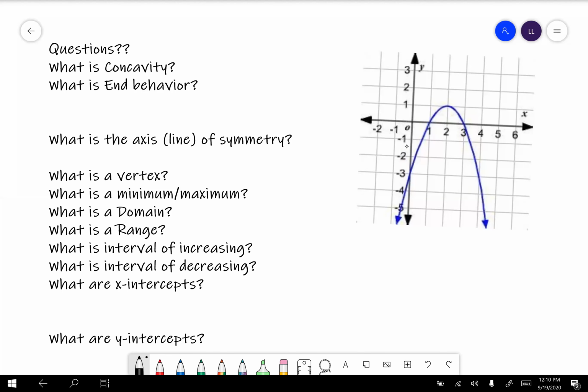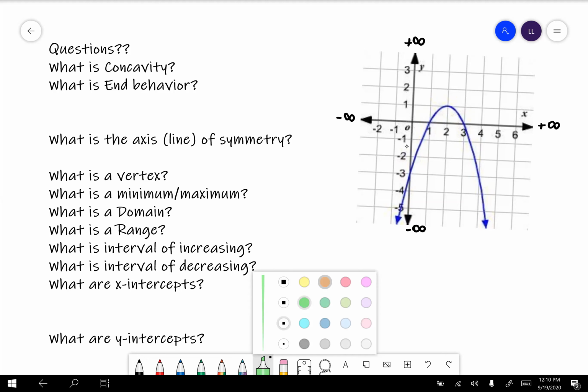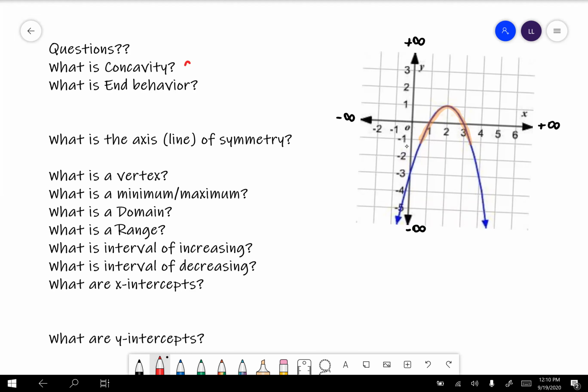Let's take a look at what's happening to this graph. Like we said before, on the left side is negative infinity for the x-axis. The right side is positive infinity for the x-axis. Upward is positive infinity for the y-axis. Downward is negative infinity for the y-axis. Now let's look at the concavity. If we trace it, again, the parabola is a U-shaped graph, and it looks like the U is facing downward. So the concavity of the graph is concave downward.